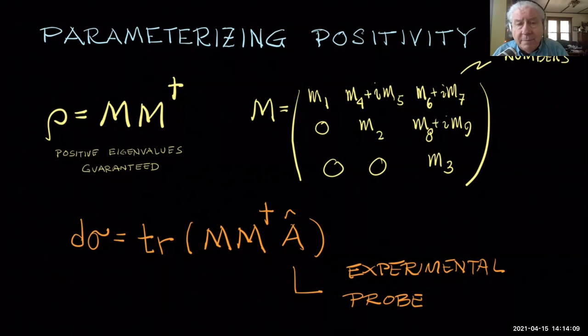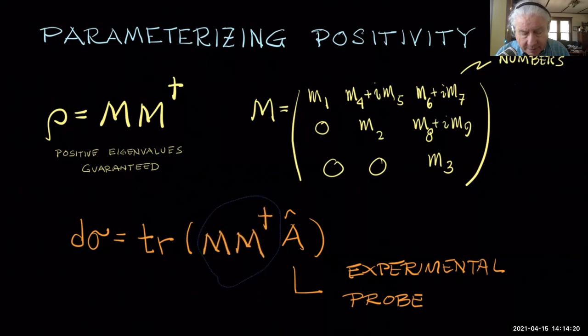Now, after you have parameterized the density matrix with these concrete real numbers, you put the density matrix into the trace, put in your experimental probe, which is something that you're supposed to understand or that you model. If you use a model, you put the model in there and you'll know about your model. And then the rate, the probabilities you're talking about, are going to be the trace of that density matrix with the probe.